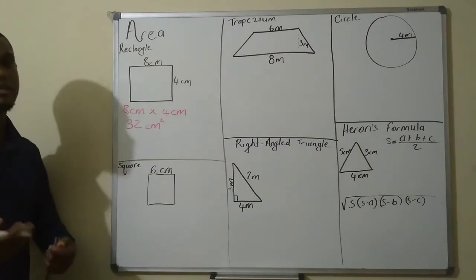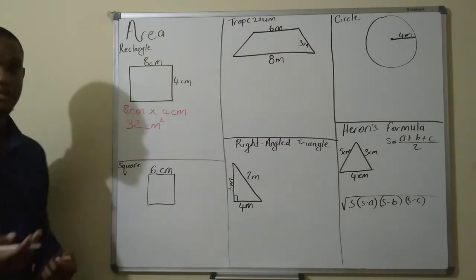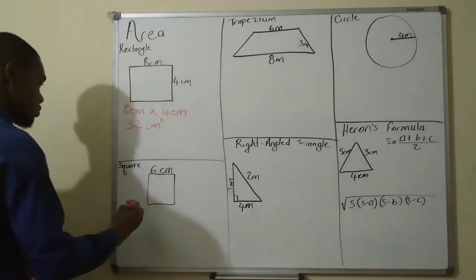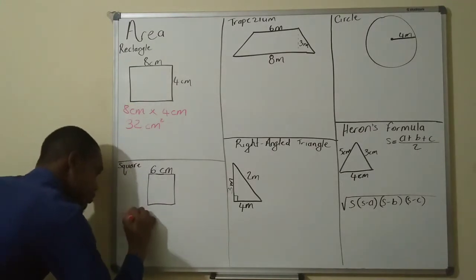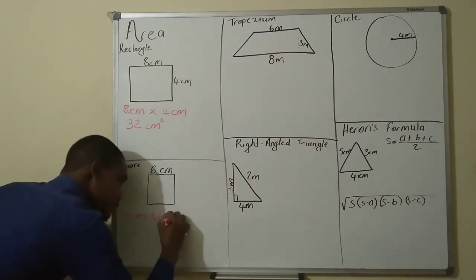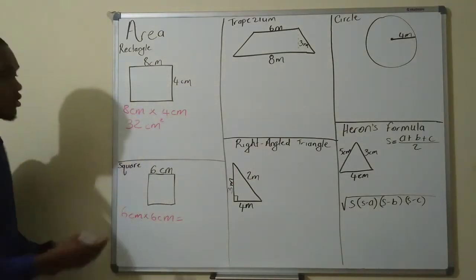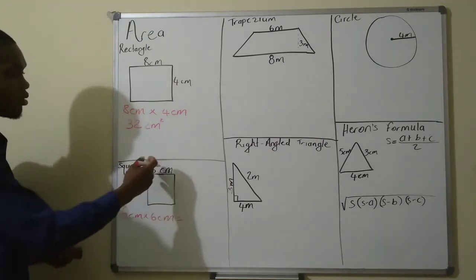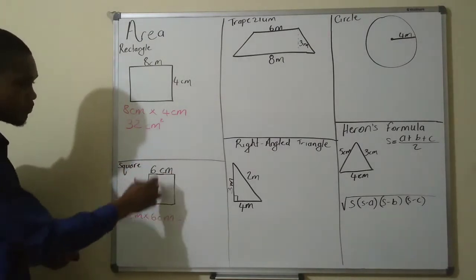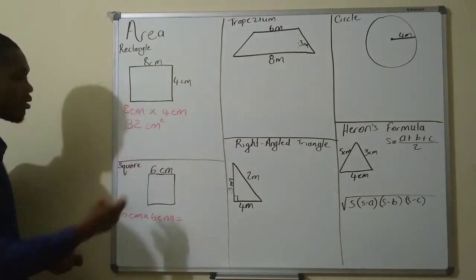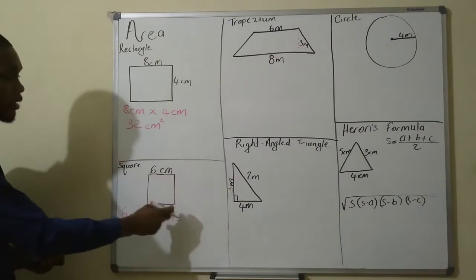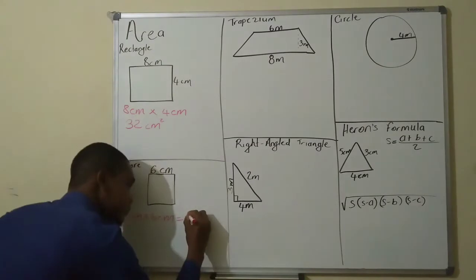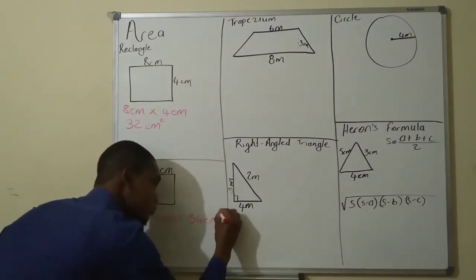For the square, it is still length times width. Or you can simply say, whatsoever the length of one side is, you square it. So length times width would be 6 centimeters times 6 centimeters. And if you square the 6, it's still 6 times 6. If you don't remember, each side of a square is measured the same. So if this is 6, it means that each side of the square is 6. So 6 times 6 gives you 36. And that's it.